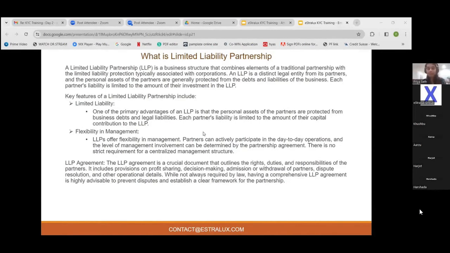nothing less. And the second attribute in LLPs is flexibility of management. Partners can actively participate in day-to-day operations, and in the level of management involved there is no one who is superior and no one who is inferior kind of a partner. So there are no strict requirements or any centralized management. Every partner is like 50-50% of everything and anything in LLPs.